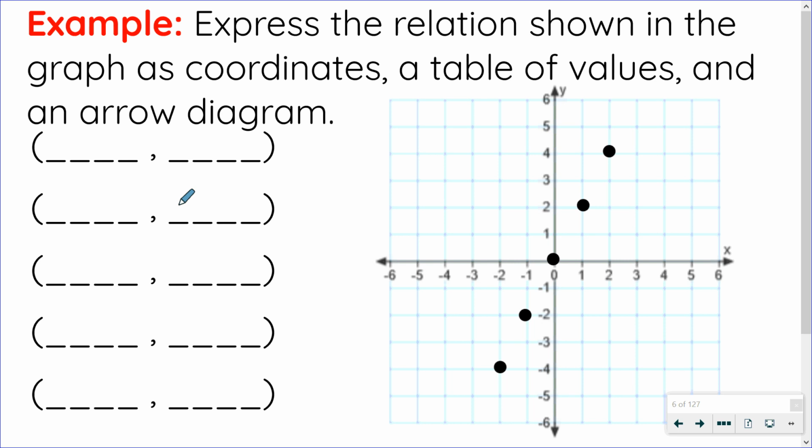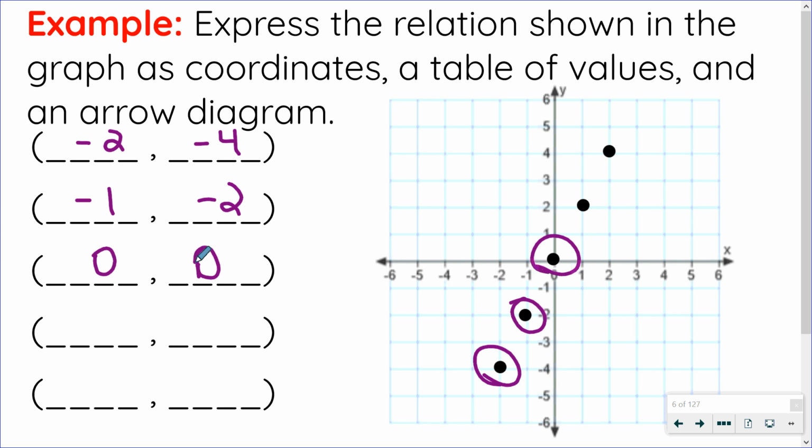In no particular order, I just like to read my graph from left to right. I would start with this point here, which has coordinates of -2 and -4. This point here, coordinates -1, -2. This point here, coordinates of 0 and 0. Here we have a coordinate of 1 and 2. And here we have a coordinate of 2 and 4. So the graph shows the relationship between elements in a set X and elements in a set Y. We can also represent that with coordinates. Let's look at another way.